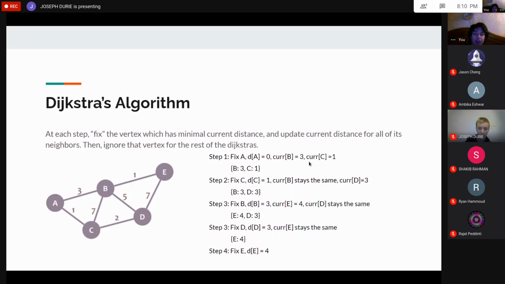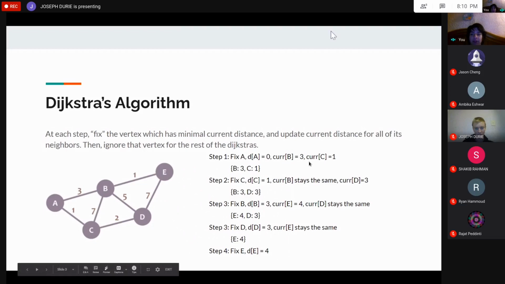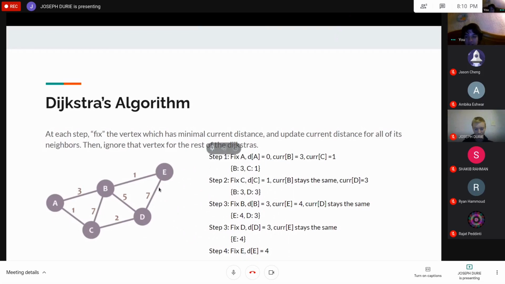So the main idea for Dijkstra's is that we want to go in a bunch of steps, and at each step we take the vertex that has minimal current distance away from the start, and then we update the distance for all its neighbors. And then we sort of ignore that vertex from then on. So the vertex that we're going to fix, we update all its neighbors and then just let go of it forever.